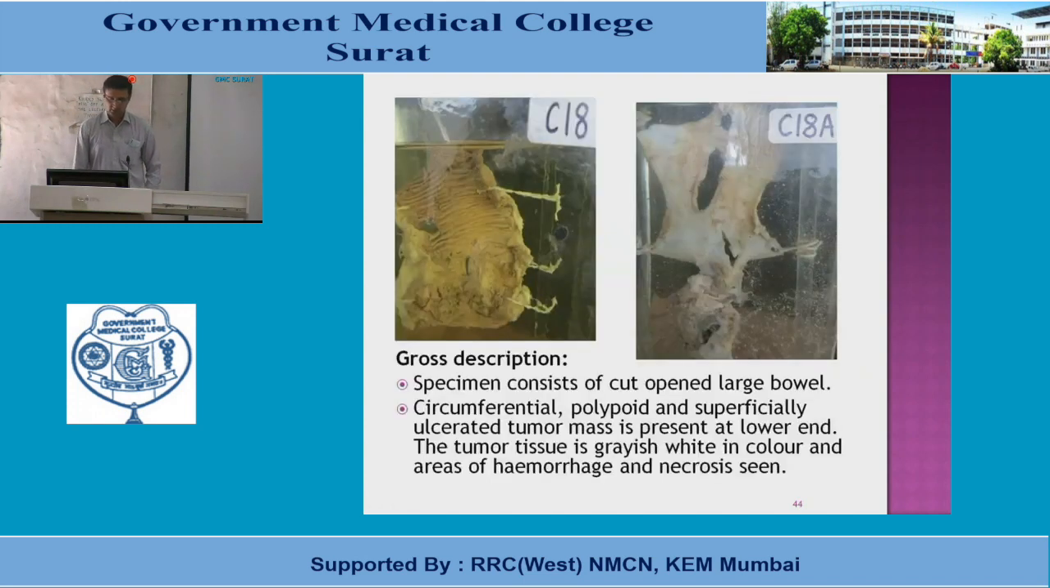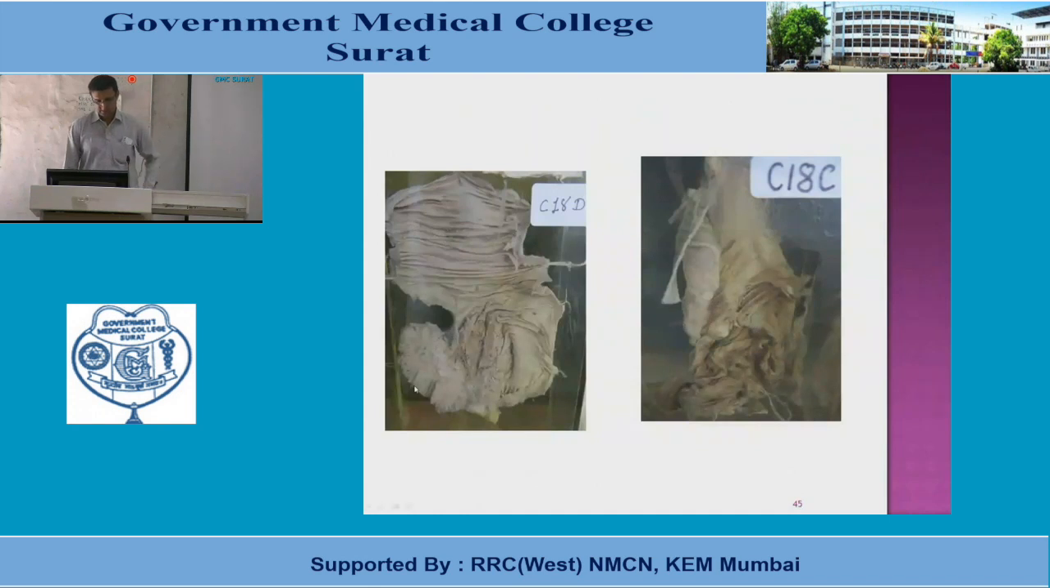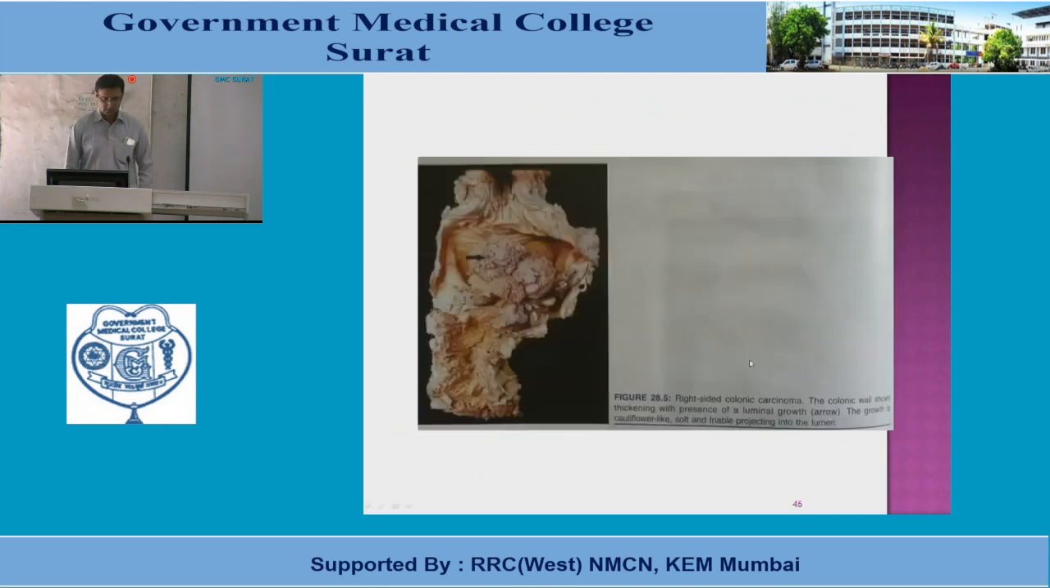Adenocarcinoma of large intestine. Here there is a large bowel where there is a polypoidal mass. Tumor is greyish white in color, and areas of hemorrhage and necrosis are also present. See, again there is a large bowel mass, adenocarcinoma. See, here there is a nodular fungating polypoidal growth on the right side of the colon.